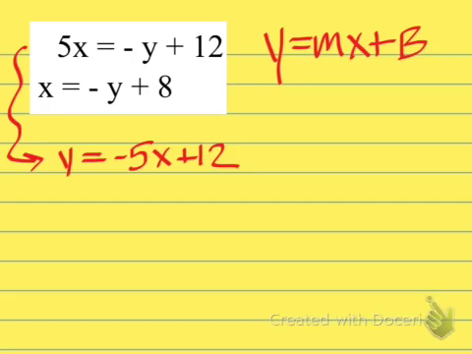Then we have to change this one. x equals negative y plus 8. Again, it's just easy to move the negative y to the left and make it positive, and then move the x to the right, make it negative. So there's not much of a transformation to do here. We will go to the next page and graph both of these and find the intersection point, which will be the solution to that system for x and y.